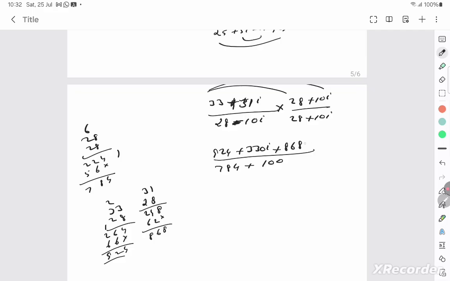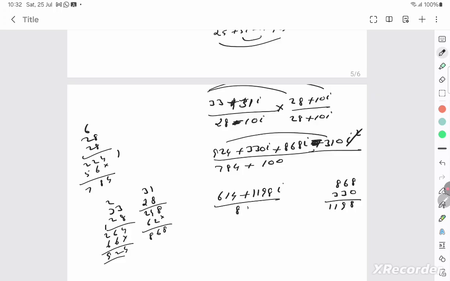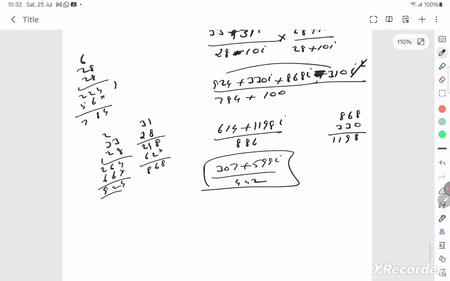31 into 28i plus 31i times 10i square. i square is minus 1, so it becomes minus. The real and real can be solved, so it will become 614 plus the imaginary is 868 and 330. When added gets you 1198i by 884. And on cancelling this, you will get 307 plus 599i by 442, and that's your answer. So let's go to the next question.